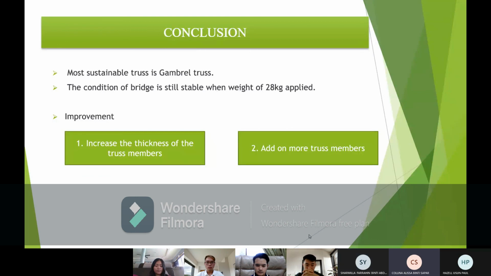There are some improvements that we can make to the bridge to make it more stable and stronger. First, we can increase the thickness of the truss members by adding more popsicle sticks. Second, we also can add more support truss members, horizontal members and vertical members to increase the bridge strength and be more stable.